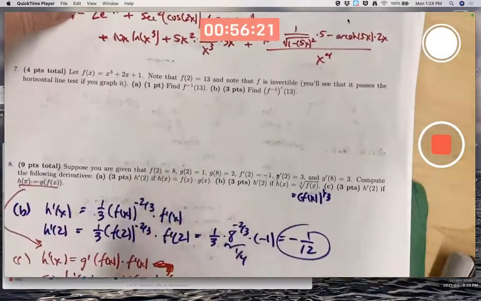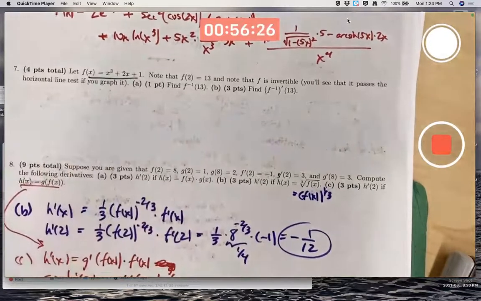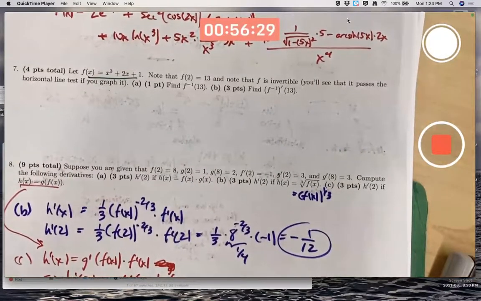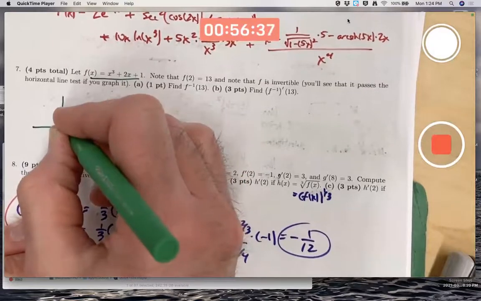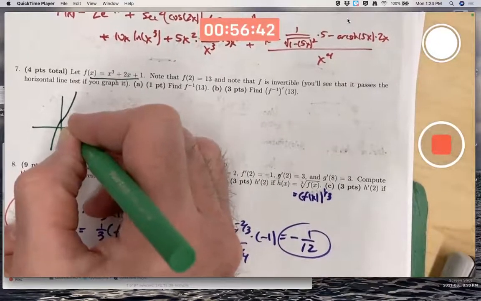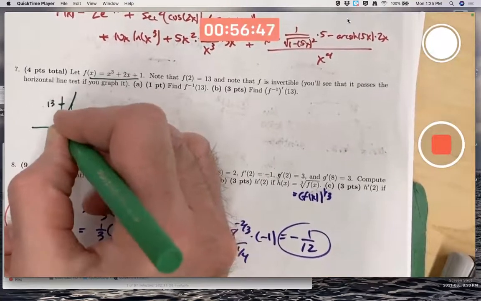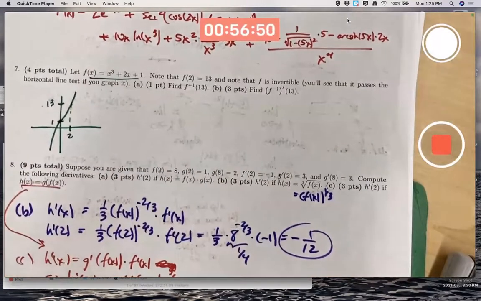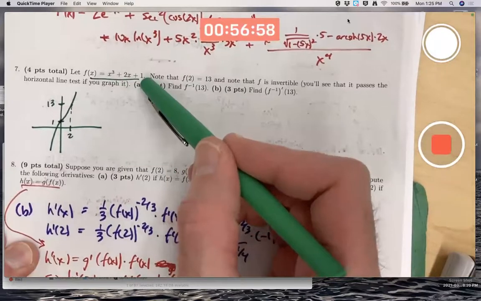Let's do number 7 next. Another chapter 3 problem. We did a problem like this in class, so maybe shortly after spring break. F of x is a cubic. If you happen to graph it on your graph, this may be even the exact same problem I did. You'll see it'll look about like this. This is not to scale, a very, very rough graph. F of 2 is 13. Why? Well, 2 cubed is 8, plus 4 is 12, plus 1 is 13. Plug in x equals 2 there.